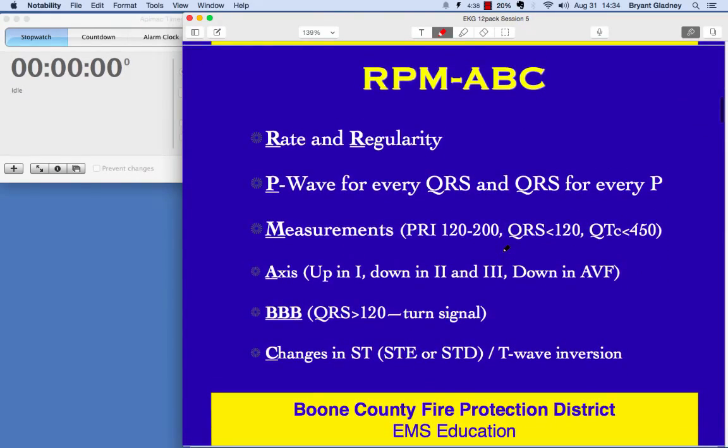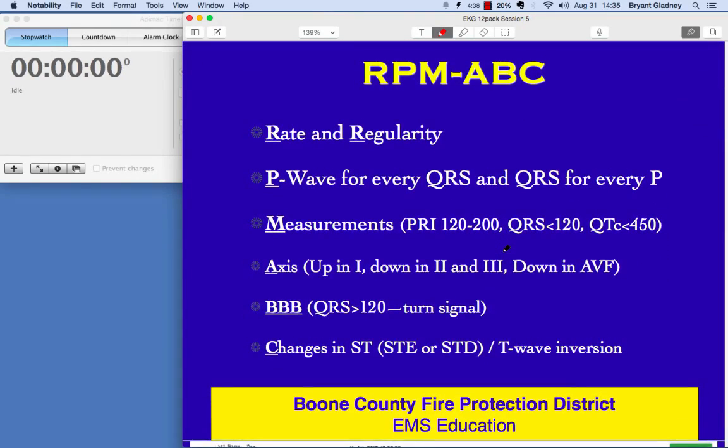Speaking of RPM APC, we're doing R for rate and regularity, then P. Is there a P wave for every QRS, and a QRS for every P? That's where you're looking to see if there are any extra beats or dropped beats. And then your measurement check is real quick and easy. Is the PRI between 120 and 200? Is the QRS less than 120? And is the QTC less than 450? That's just quickly looking at that measurement block on the 12 lead. Just takes a couple of seconds.